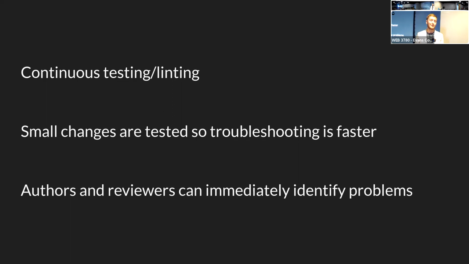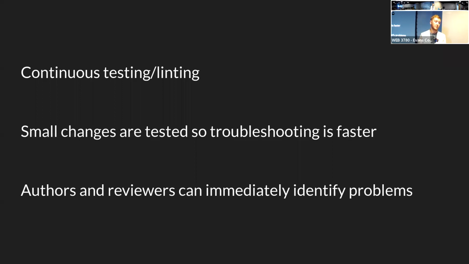So each time we open a pull request, we expect that it's a small change, like one piece of work. So we can see here that these small changes are tested very frequently. So troubleshooting is faster, and we're not going to add 15 features and then figure out which one broke our application. In this case, we can just figure it out from the pull request. And then authors and reviewers can both immediately identify problems. It's presented to you as a public thing on GitHub, and you can see, oh, this was the problem with it. I need to go in and fix this specific line.